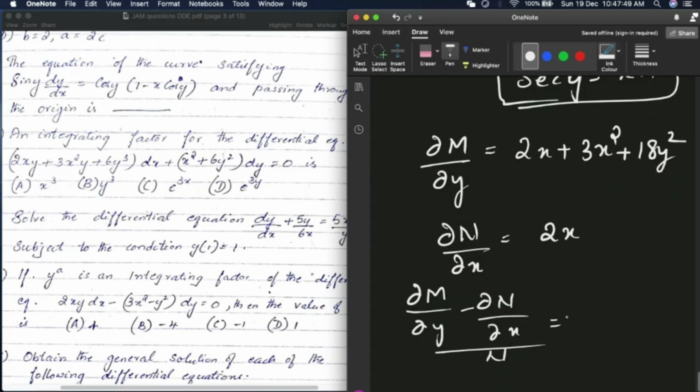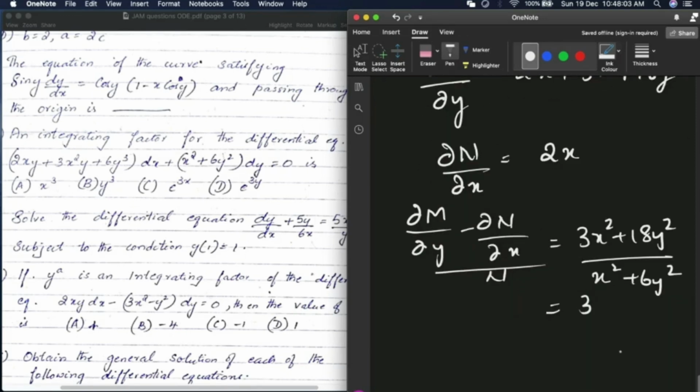So this becomes 3x square plus 18y square. You know 3 is common there, which will give you the denominator. So that is 3. So you can consider this as a function of x. So your integrating factor is e raised to integral 3 dx. That's nothing but e raised to 3x.